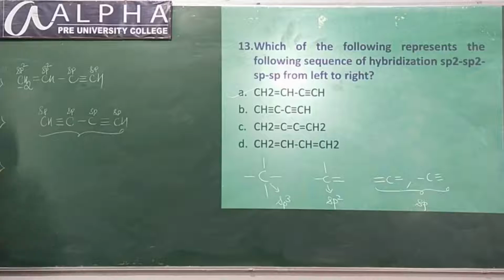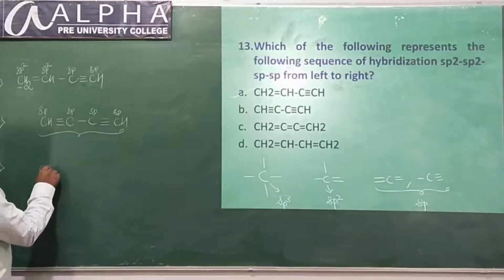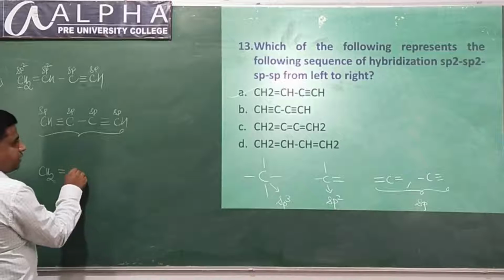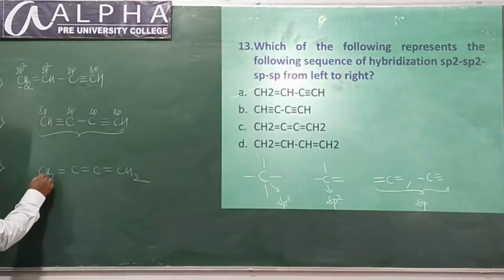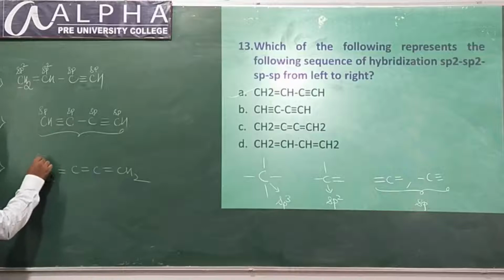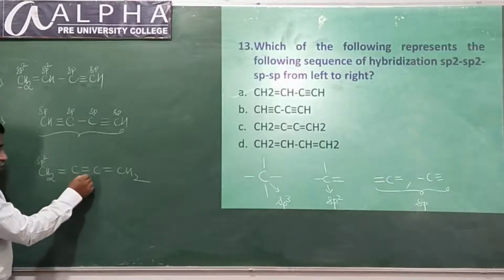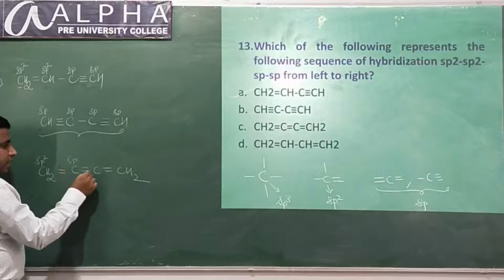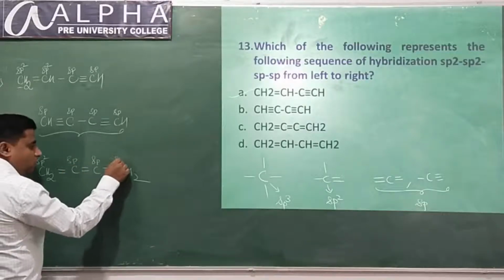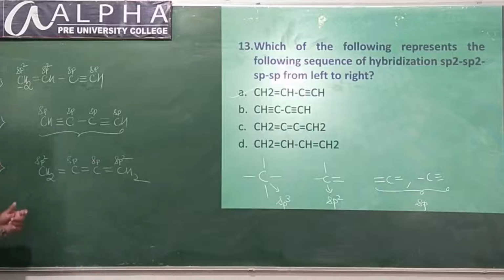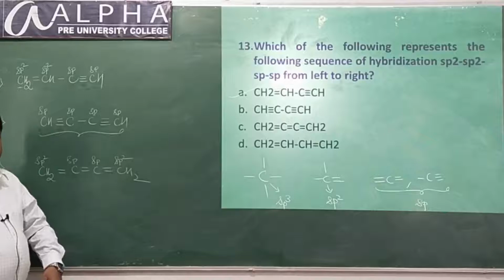Next option: CH2 double bond C double bond C double bond CH2. Carbon with one double bond, sp2, correct? Carbon with two double bonds, sp. Carbon with two double bonds, sp. Carbon with one double bond, sp2. So what is the sequence of hybridization here? sp2, sp, sp and sp2.